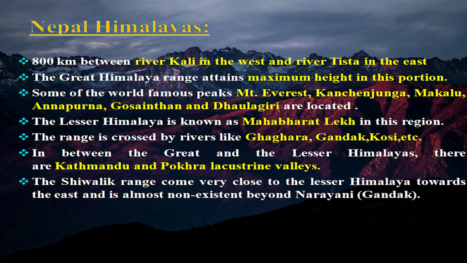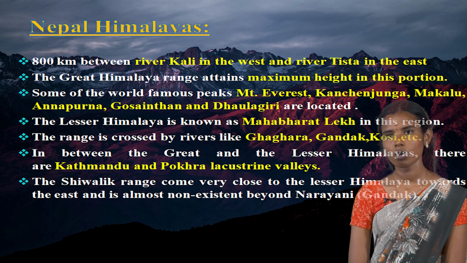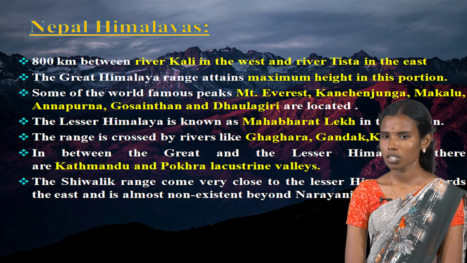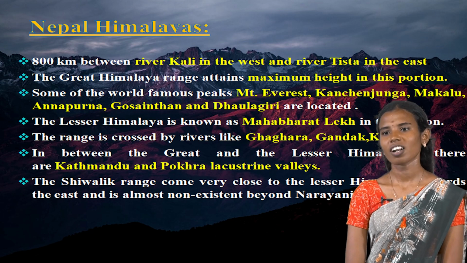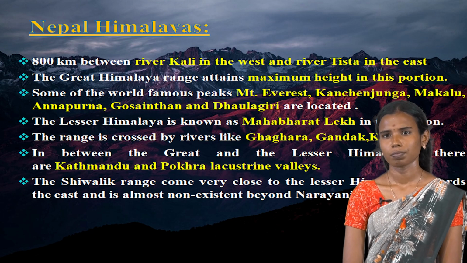The range is crossed by rivers like Ghagra, Gandak, and Koshi, etc. In between the Great and the Lesser Himalaya, the Kathmandu and Pokhara lacustrine valleys are present. The Shivalik range comes very close to the Lesser Himalaya towards the east and does not extend beyond the Narayani, that is the Gandak river.